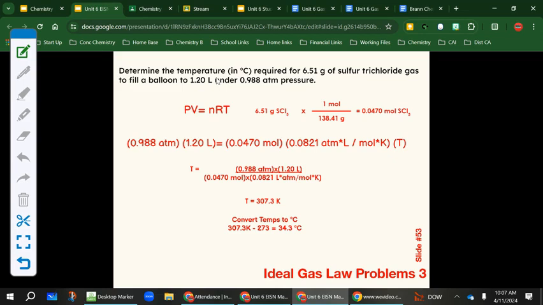We can go back. How many grams? So you have to convert it back to grams. The 164, and yeah, we just use that one.